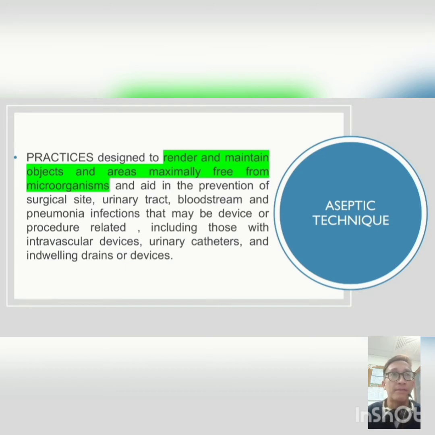Now, when we talk about aseptic technique, these are practices designed to render and maintain objects and areas maximally free from microorganisms and aid in the prevention of surgical site, urinary tract, bloodstream, and pneumonia infections that may be device or procedure related, including those with intravascular devices, urinary catheters, and indwelling drains or devices.